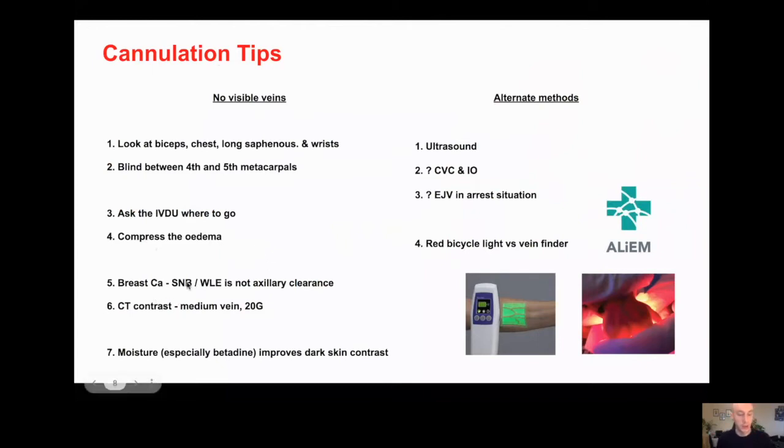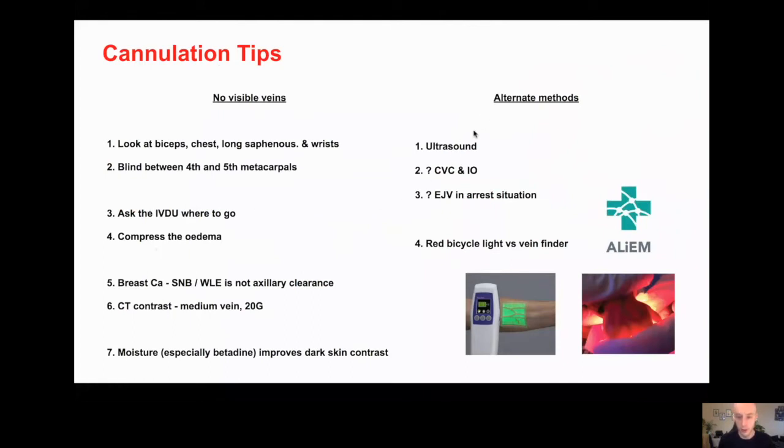CT contrast, you need a biggish vein because contrast is an irritant, and you need at least a pink cannula because the pumps that they use to put the contrast in, they'll have a pressure alarm. So if it's trying to get through a really small cannula, the pressure alarm will go off and it won't work. But it doesn't need to be a 20 gauge, a green cannula, an 18 gauge in the ACF. If you've got big forearm veins, you can put a pink in there, that's fine.